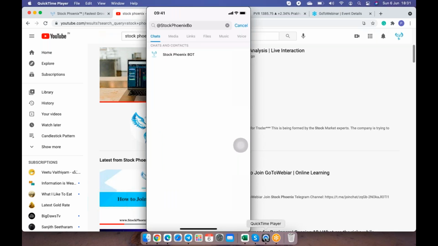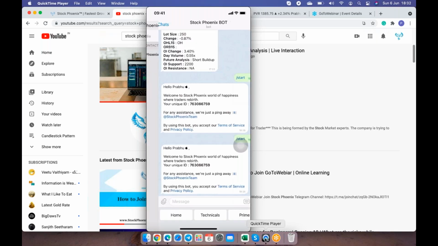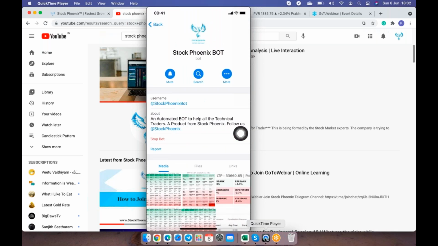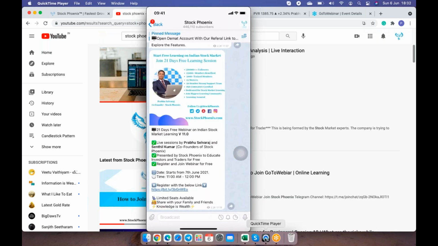So first and foremost, the bot can be accessed if you have Telegram on your mobile. You just go to the search option and type Stock Phoenix bot. The bot will open. It will look something like this, and we can always go back and check the description. It's an automated bot designed by the Stock Phoenix team, and you can follow Stock Phoenix on the channel. This is how the channel looks. Of course, a lot of learning is happening at the channel.